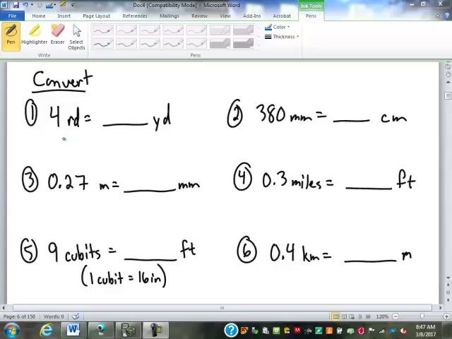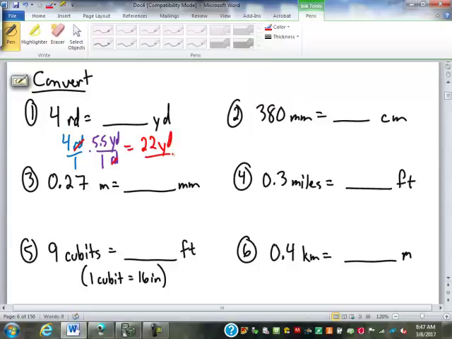Okay, so for the first one, 4 rods make it 4 rods over 1. Rods have to go on bottom, yards on top. What's the equivalency between yards and rods? 1 rod equals 5.5 yards. So the rods cancel out. 4 times 5.5 is 22 yards. 1 times 1 is 1, so it's just 22 yards.